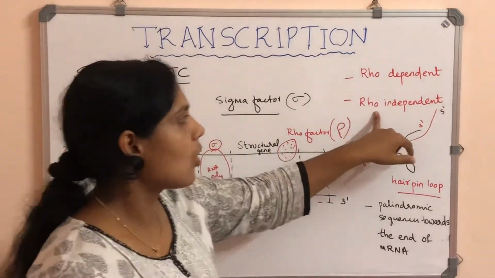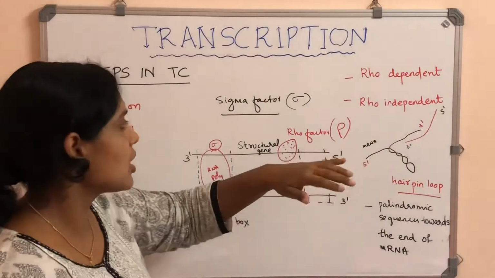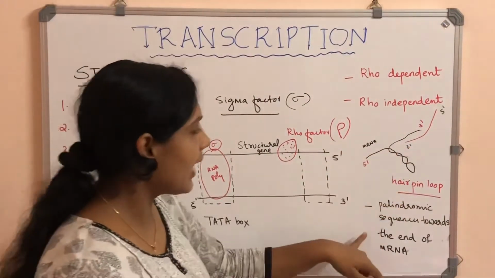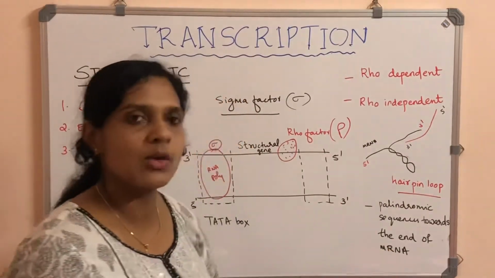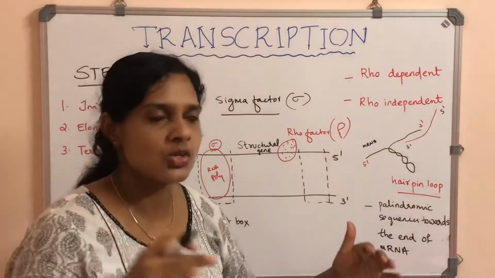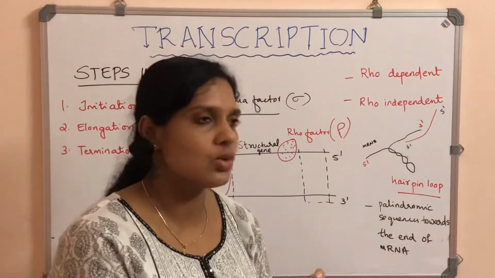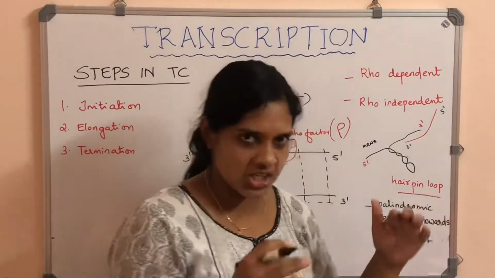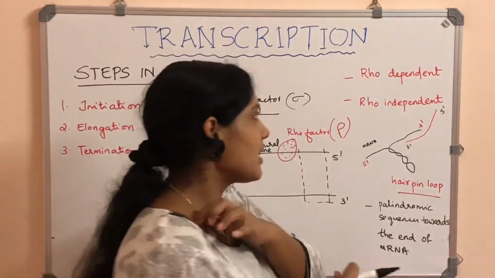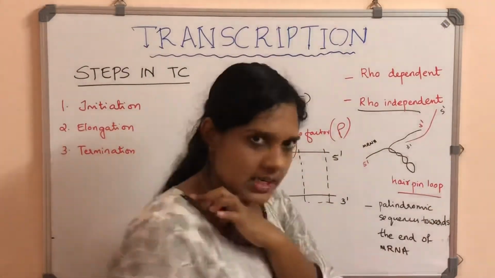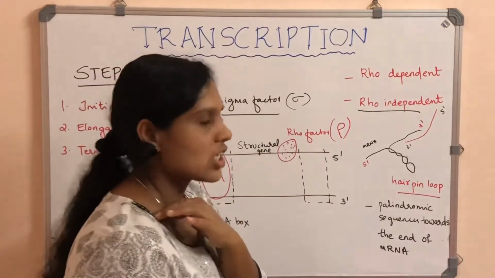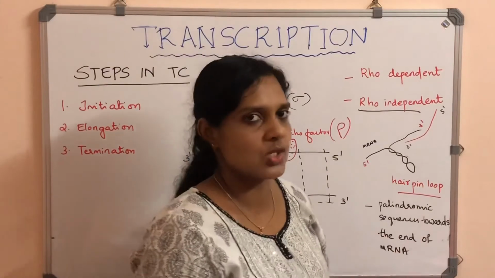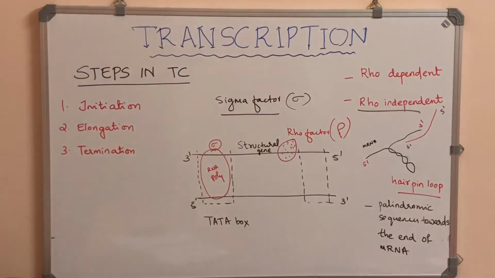In case of Rho independent termination, what happens? There is no Rho factor. Towards the end of the mRNA, there will be palindromic sequences. Those sequences are complementary to each other, so they base pair and form a hairpin loop structure. This happens in Rho independent termination of transcription. The hairpin loops are formed and terminate the process. That is what happens in transcription.